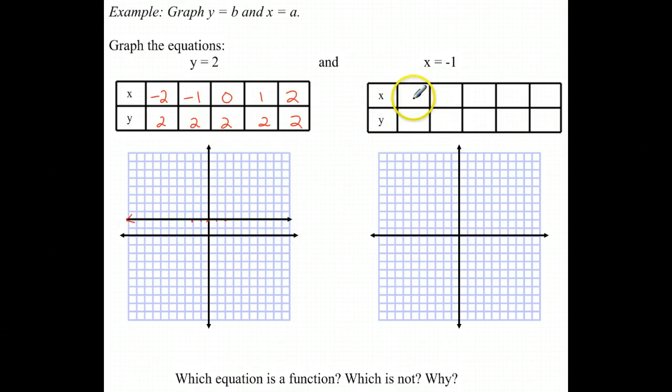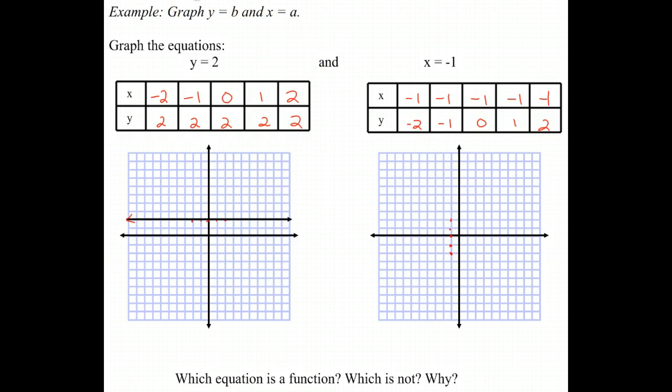All right, I'm going to pick, for the next one, it tells me that all of my x values have to be -1. Well, that means that I'm not picking x values now. Now I'm picking y values to figure out which points to plot. Sorry, I had a brain fart there. So now my first point is going to be -1, -2. Then I'm going to plot -1, -1, -1, 0, -1, 1, and -1, 2.